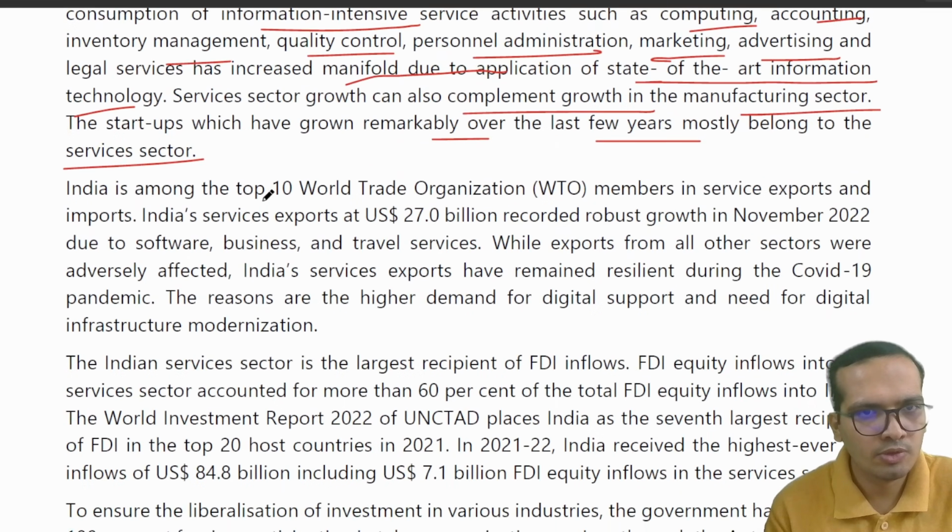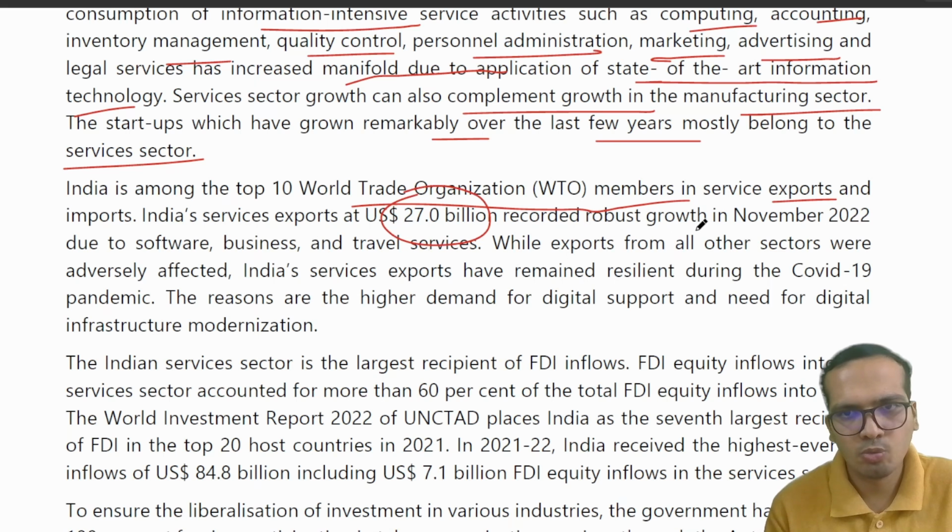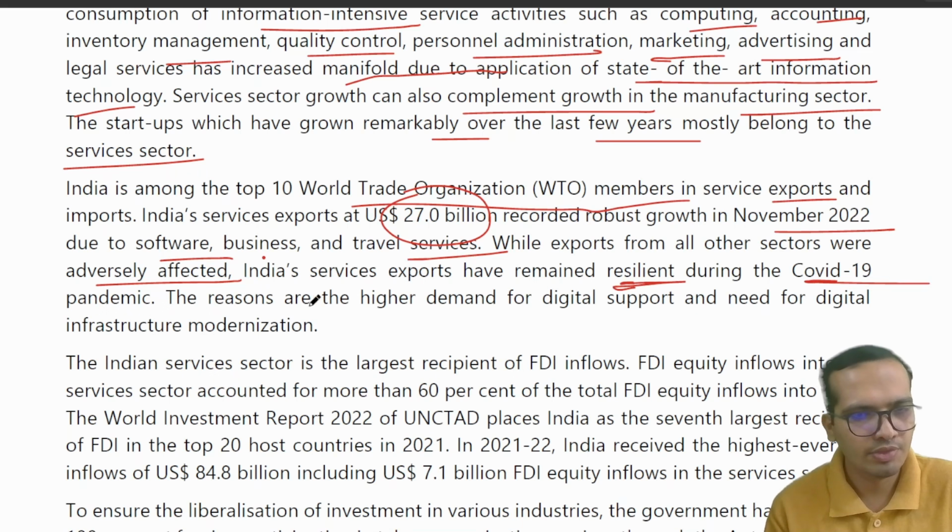India is among the top 10 World Trade Organization members in service exports and imports. India's service exports, at $27 billion, recorded robust growth in November 2022 due to software, business and travel services. While exports from all other sectors were adversely affected, India's service exports remained resilient during the COVID-19 pandemic. The reasons are the high demand for digital support and the need for digital infrastructure modernization.